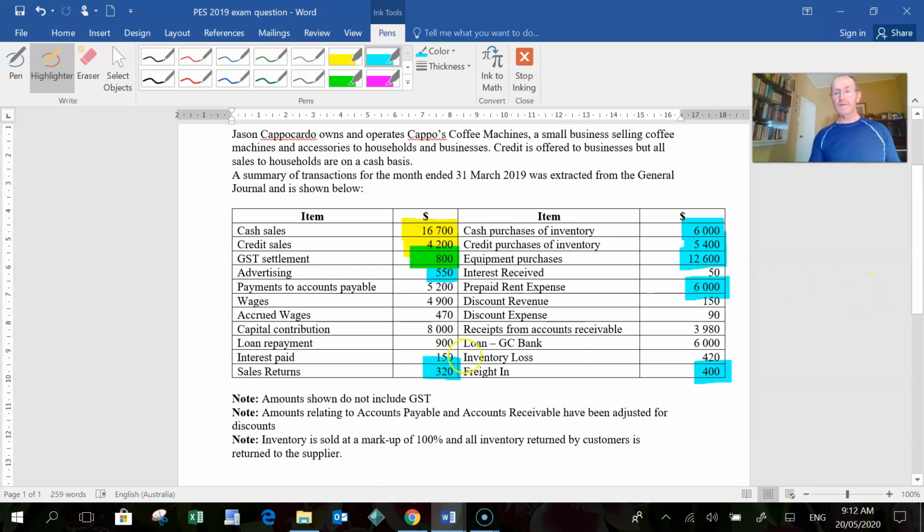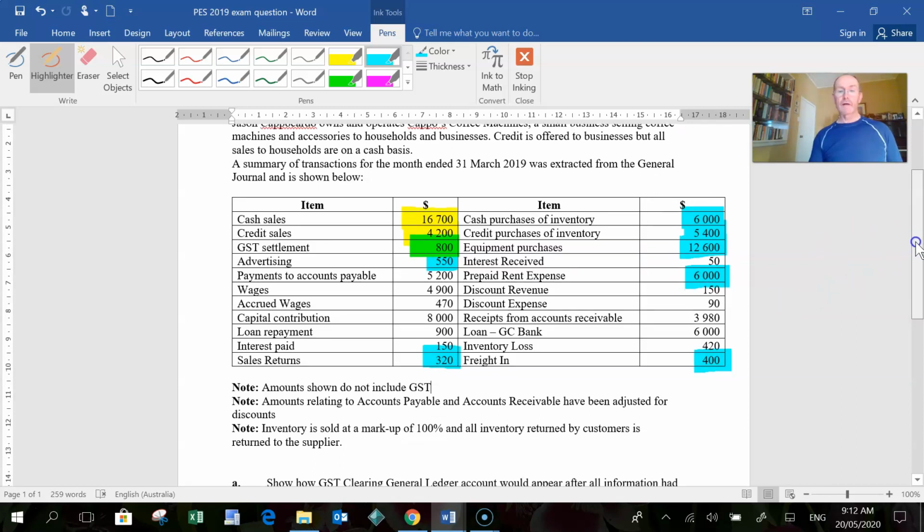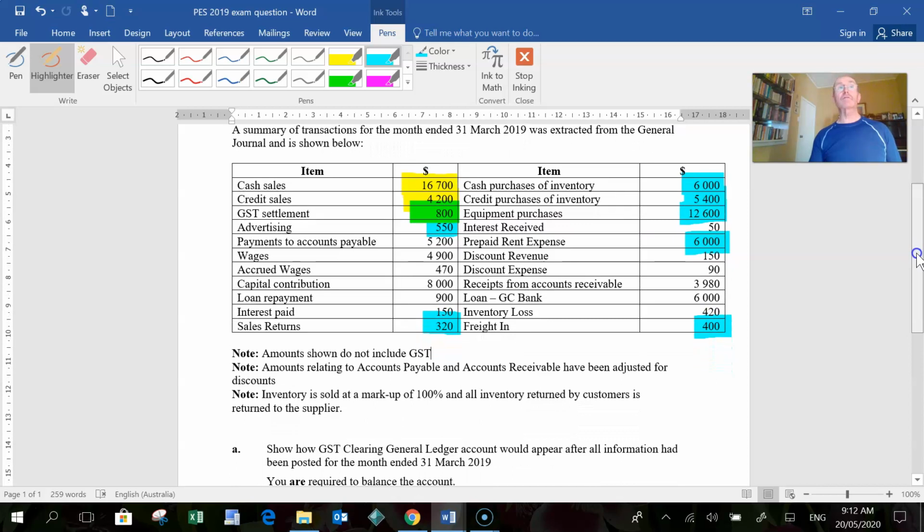So these figures don't have the GST in. So the ones in blue, you've got to take 10% of those figures. Right? And not the interest paid. That's not totally shaded. And the two in yellow, they're the ones that go onto the credit side as an increase to GST. So go over that. If you're not sure, then get back to me.